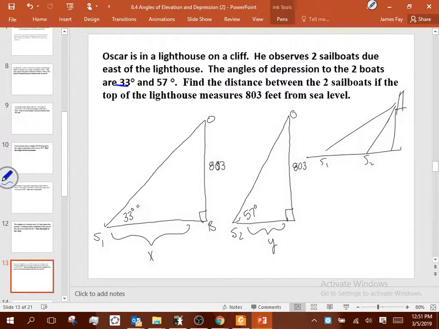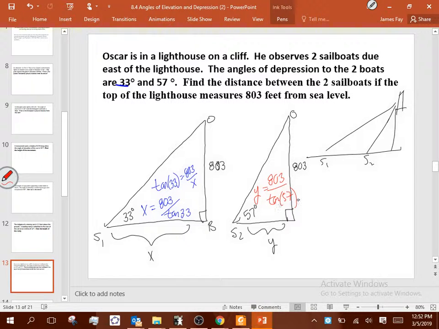If I find X, what trig ratio would you use to find X? Tangent. So you'd say tangent of 33 is equal to 803 over X, right? So X is equal to 803 divided by tangent of 33. What would you try to use to find Y? Same thing. And what's going to happen? What's the only thing that changes over here in finding Y? 57. So when I find Y, isn't it going to be 803 divided by tangent of 57? That make sense, everybody?